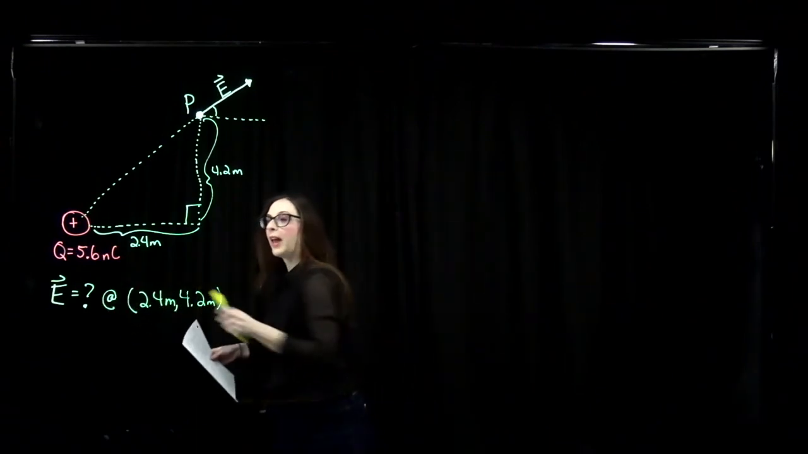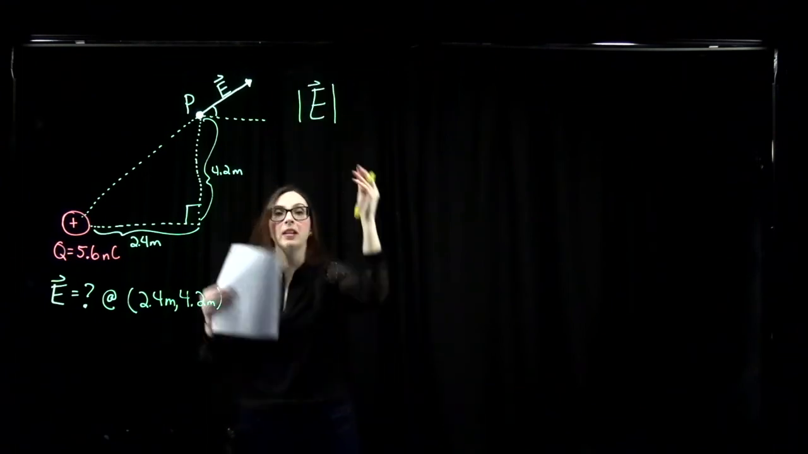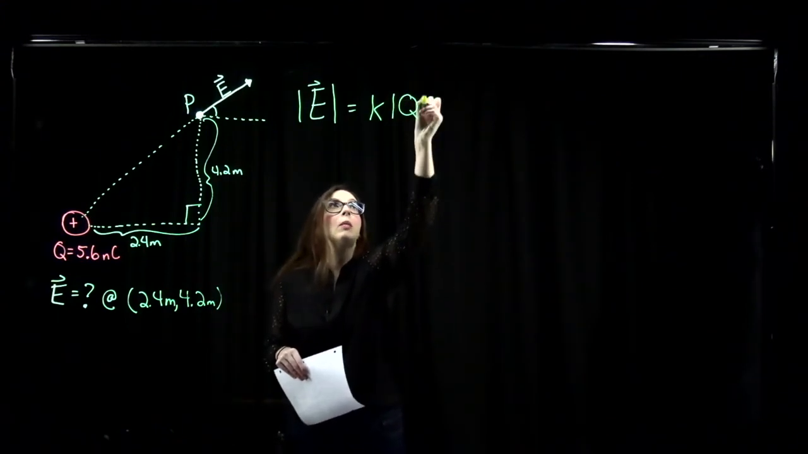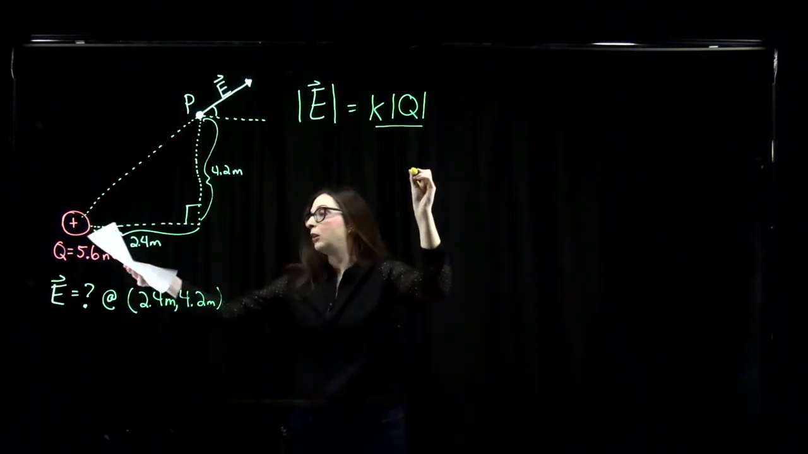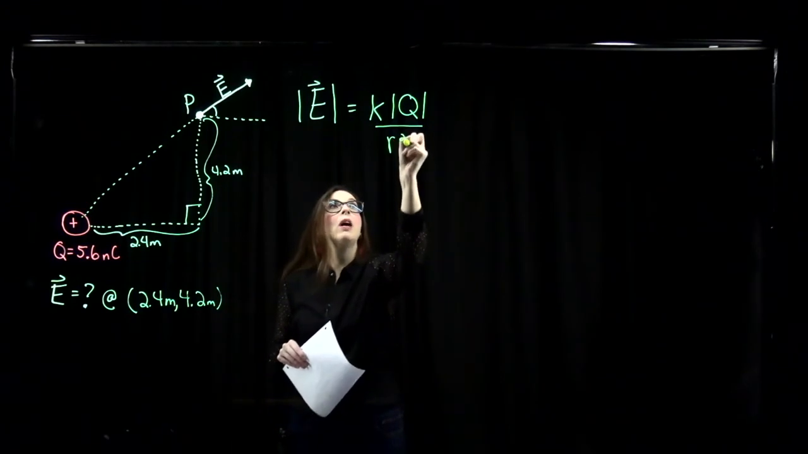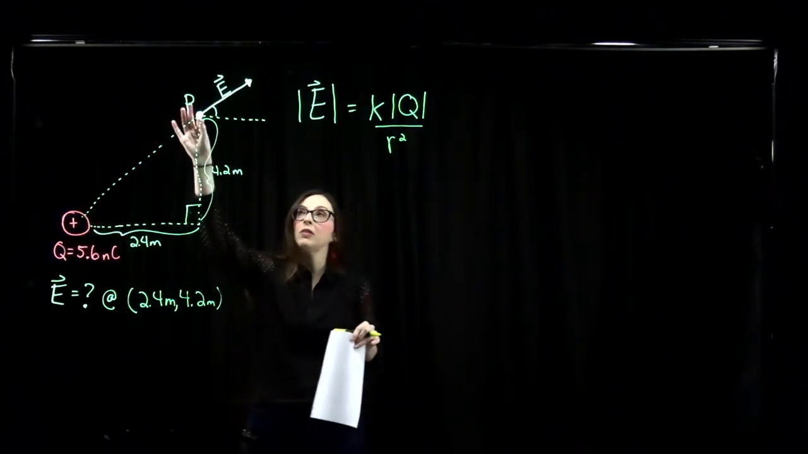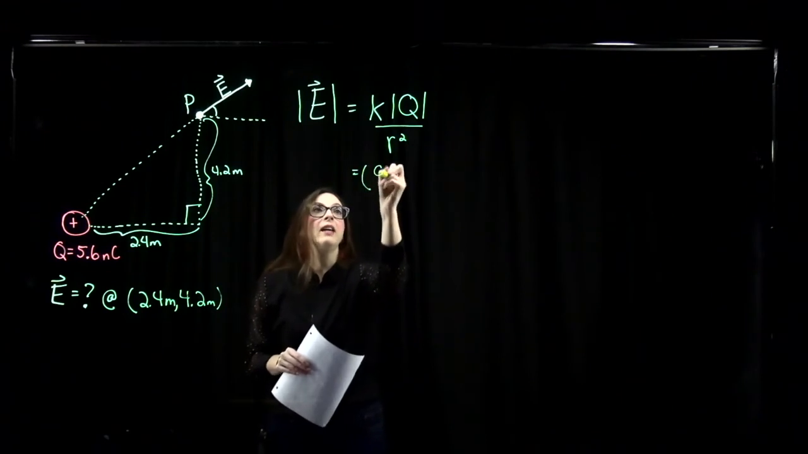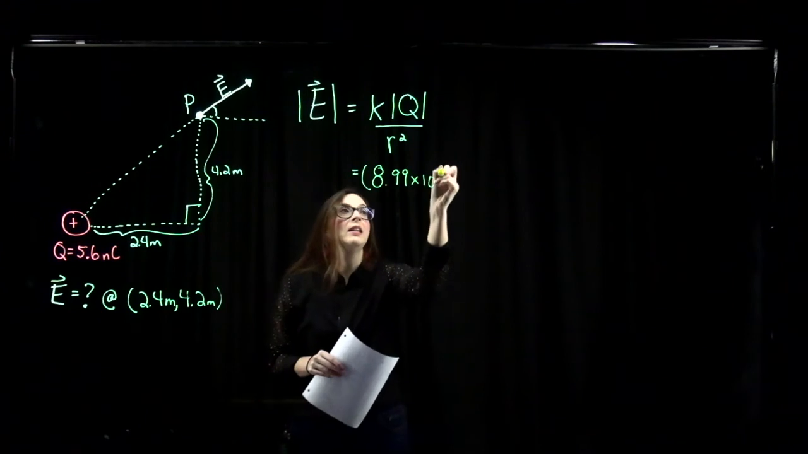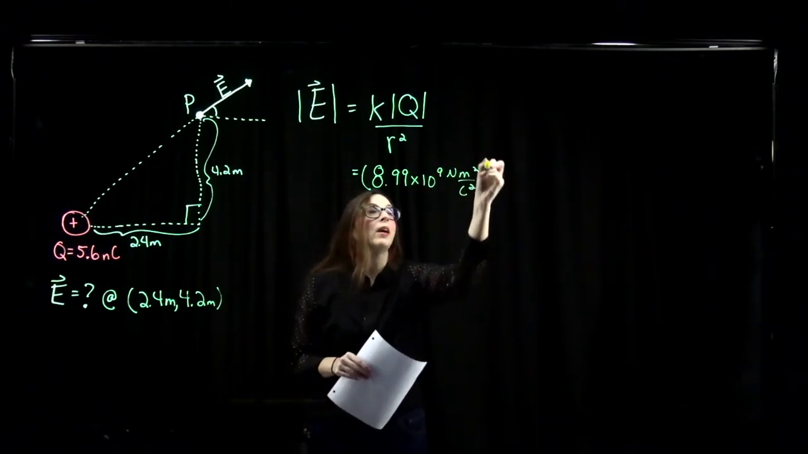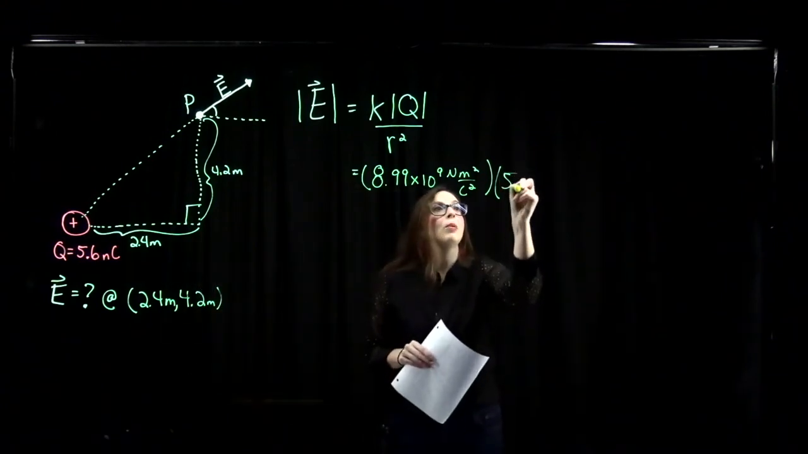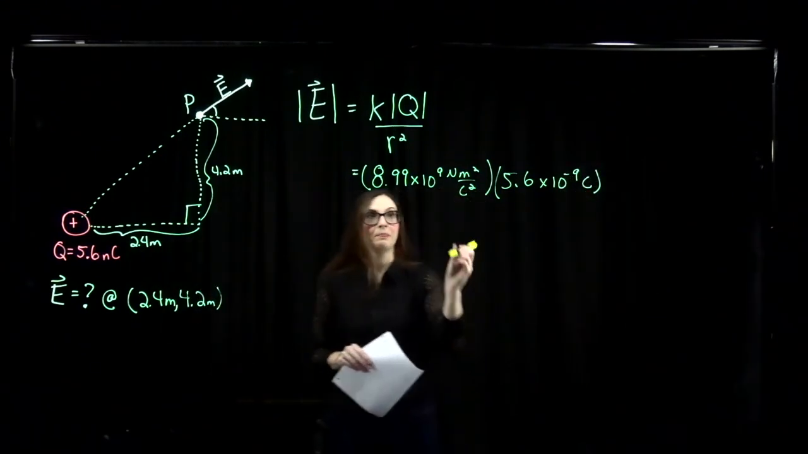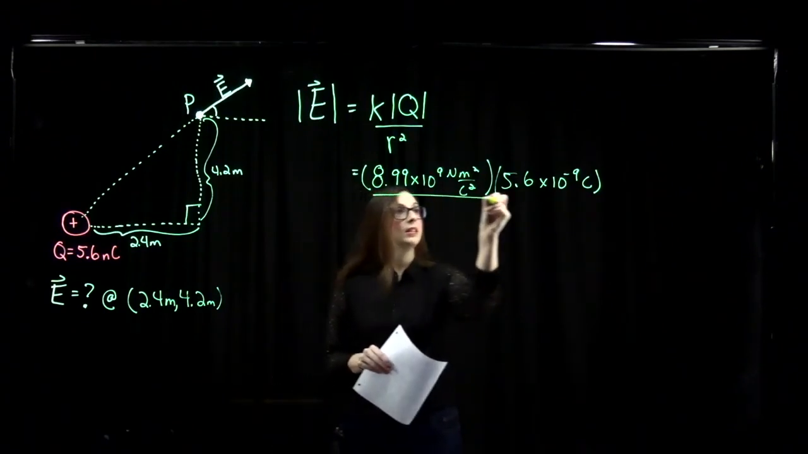Let's go ahead and calculate the magnitude. I'll put bars around it to represent the magnitude. It's going to equal a Coulomb constant times the absolute value of our charge, big Q here, divided by r squared, where r is this distance from the charge to where I'm evaluating my electric field. Okay. Now, let's go ahead and fill this in. K, our Coulomb constant, is 8.99 times 10 to the 9 Newton meters squared over coulombs squared. And my charge is 5.6 times 10 to the minus 9 coulombs. 1 nanocoulomb is 10 to the minus 9 coulombs.